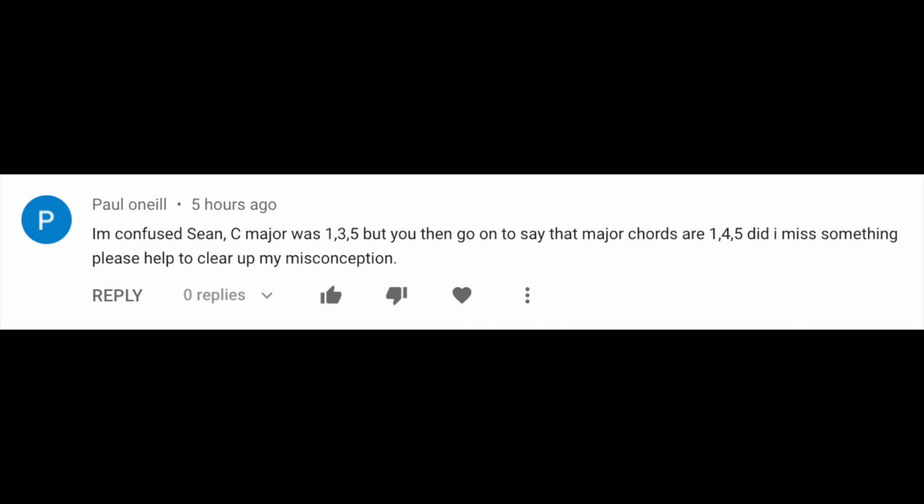I'm confused, Sean. C major was 1-3-5, but then you go on to say the major chords are 1-4-5. Did I miss something? Please help to clear up my misconception. So this is 100% the most confusing thing for people first getting into how chords work and how music theory works: the difference between the 1-3-5 and the 1-4-5. And it is totally understandable because we're using the same numbers to talk about totally different things.